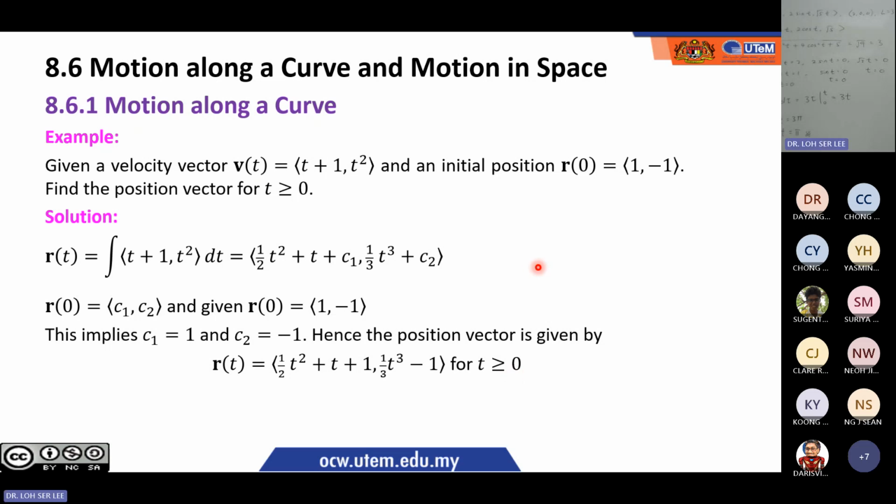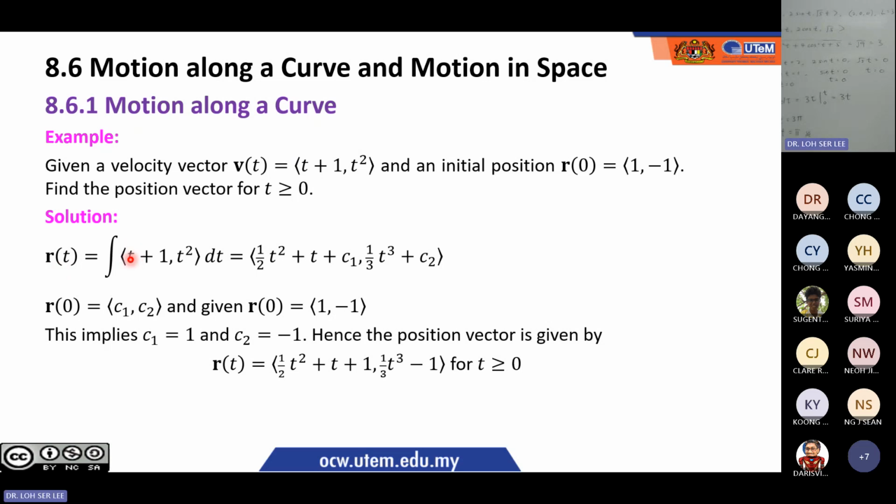Okay, now we look at the motion along a curve. Okay, this one, you are given a velocity vector, and we want to find the position vector, meaning that we have to integrate. We have to integrate the velocity to get the position vector, and you are given an initial position. Okay, so now we integrate the velocity vector to get the position vector.